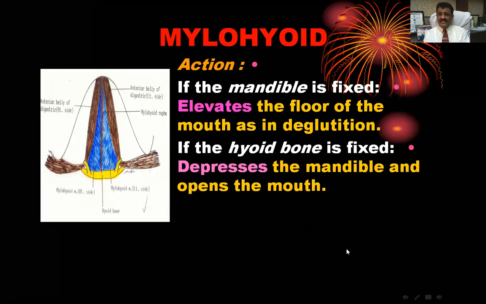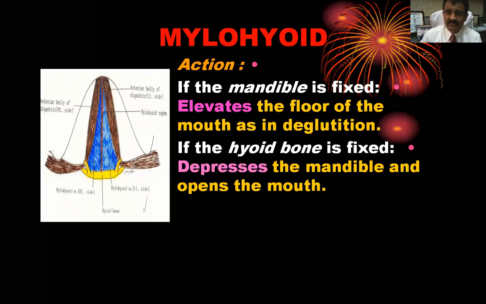Mylohyoid helps in elevation of the floor of the mouth, as in deglutition. Deglutition means swallowing. When you swallow, if the mandible is fixed, it elevates the floor of the mouth, and if the hyoid bone is fixed, it depresses the mandible and opens the mouth. So it helps in both elevation and depression, depending upon which bone is fixed at that time.